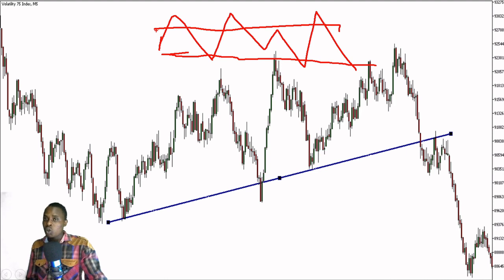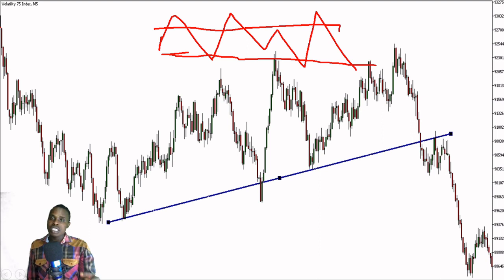Number two is you're now looking for an area of value. Now you are not just buying for the sake of buying. Now you are saying, okay, I'm looking to buy at an area of value, at a support level. So I'm looking at an area to buy in an uptrend, right? Now you have increased your chances of winning.